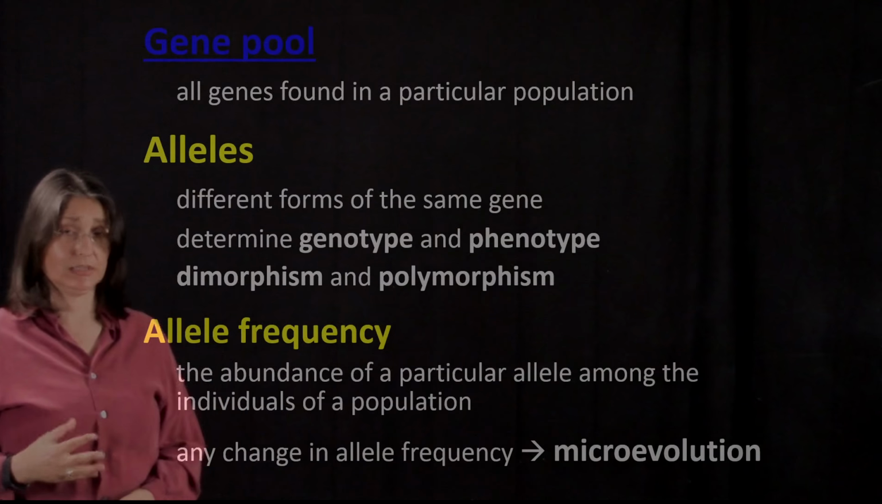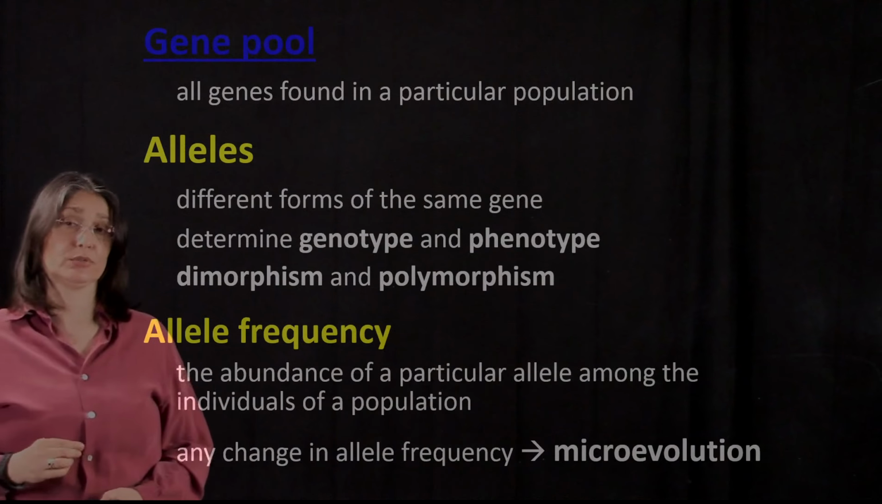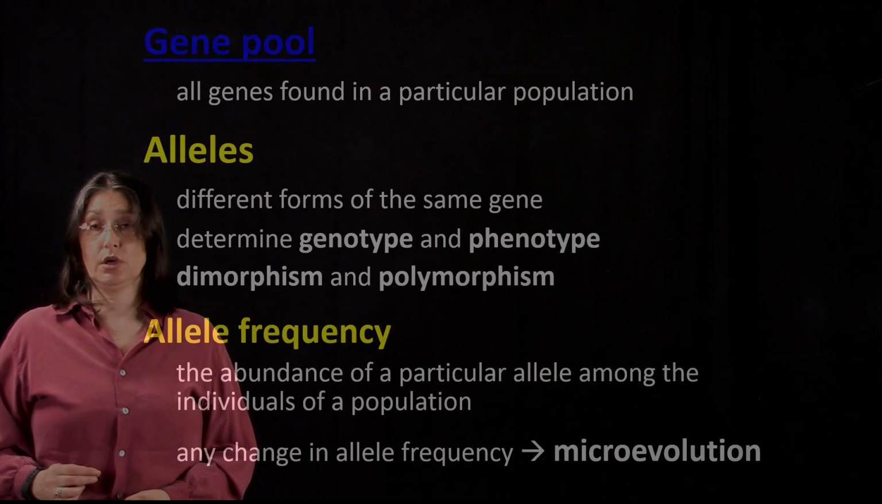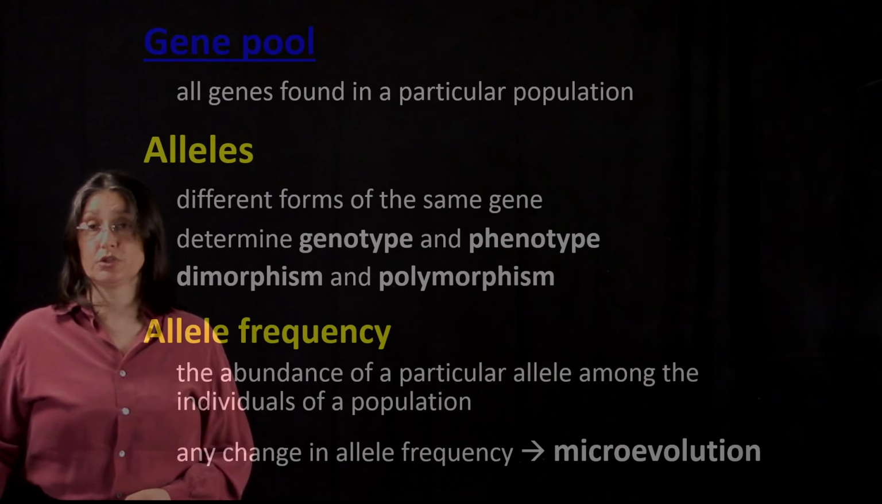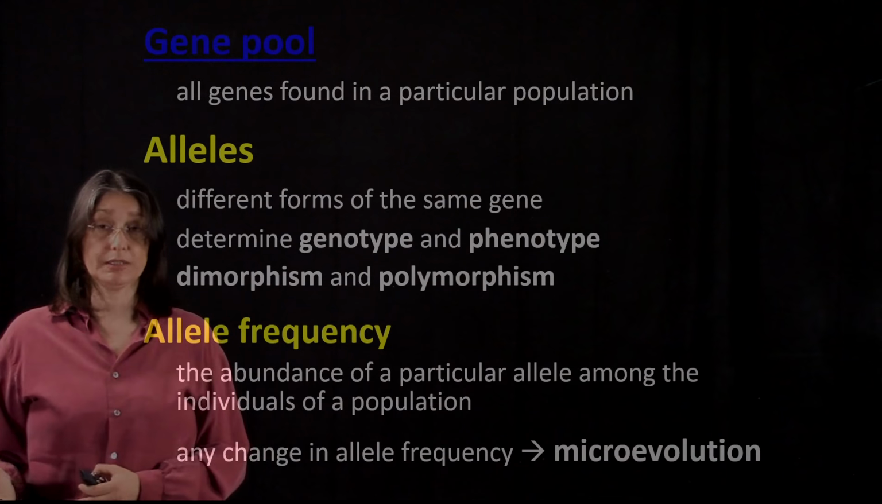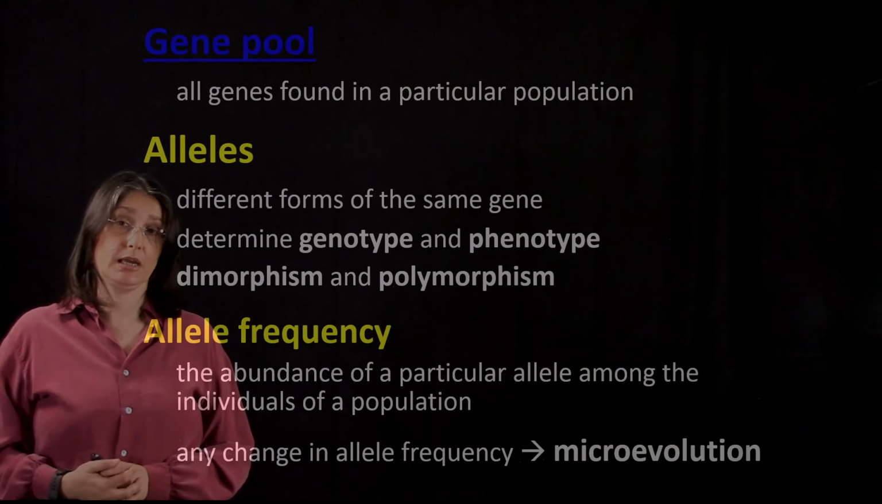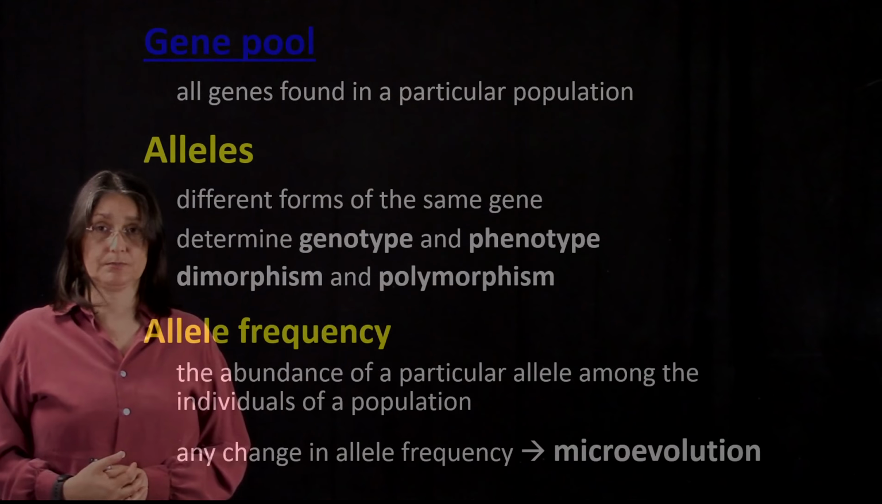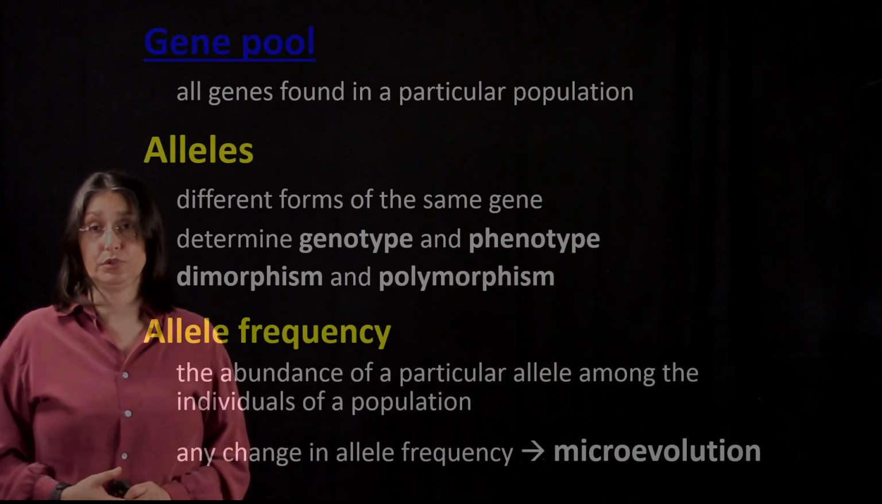So ultimately, any change in allelic frequency we refer to as microevolution. So if the previous generation had 99 to 1% of this one allele versus the other, and then the next generation has, let's say, 98 versus 2%, then that is called microevolution.